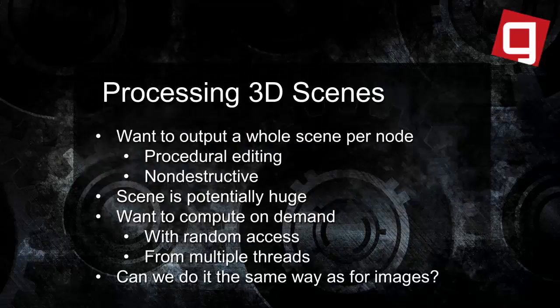And for 3D scenes, we have a similar bunch of requirements to images really. We want to be able to use the graph to do non-destructive procedural editing. And the amount of work we want to do is potentially very large, so we want to be able to do it in individual chunks. Specifically, we want to be able to access random parts of the hierarchy in compute. So then the question is, how can we do that within the little framework we've got so far?